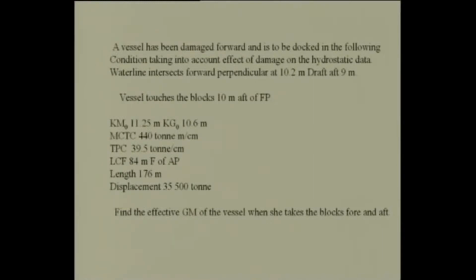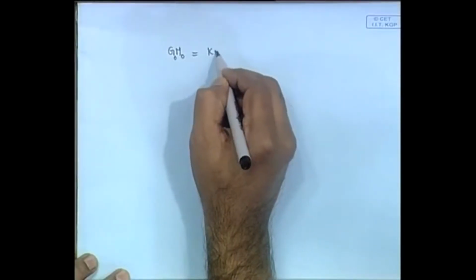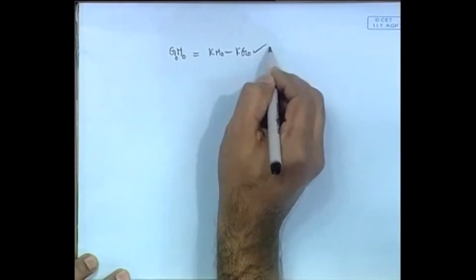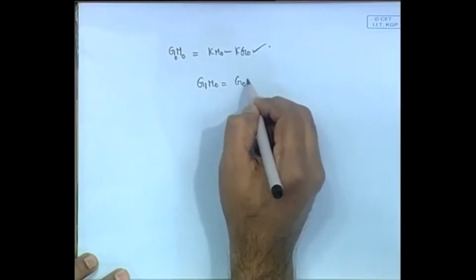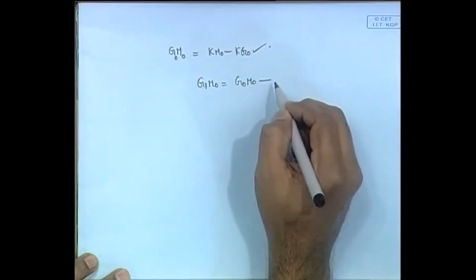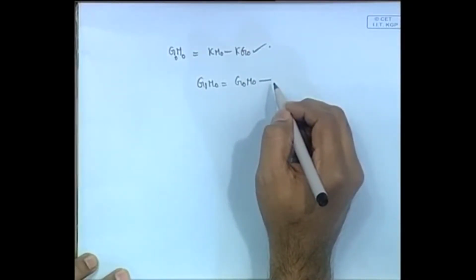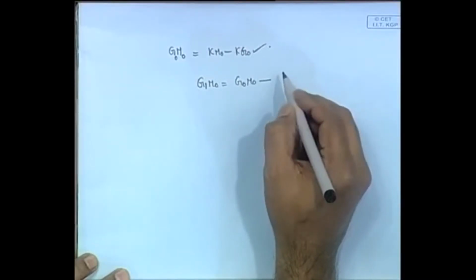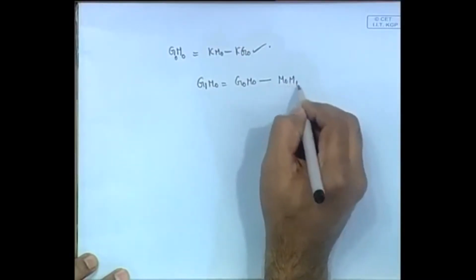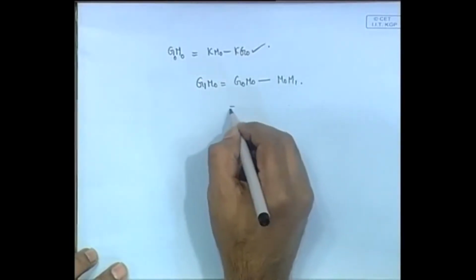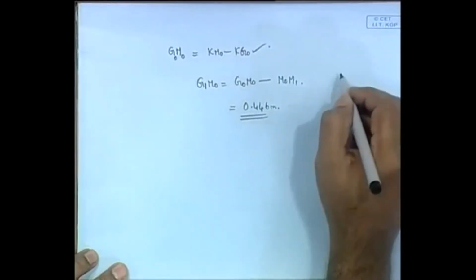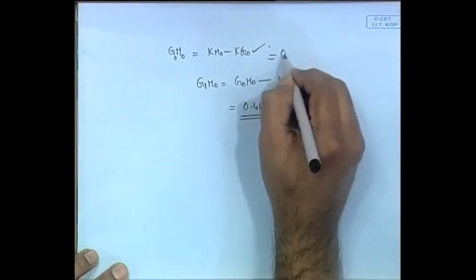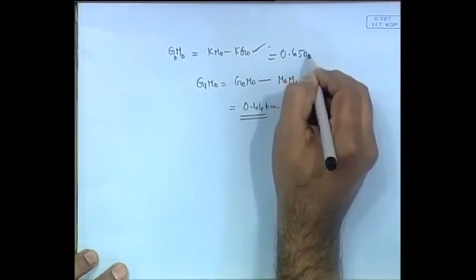Then GM. In this case you have your G0M0 given as KM0 minus KG0, this you can calculate, and your final G1M0 becomes G0M0 minus M0M1. There is a decrease in GM, this will give you 0.446 meter. So this is your new GM; your G0M0 was 0.65.